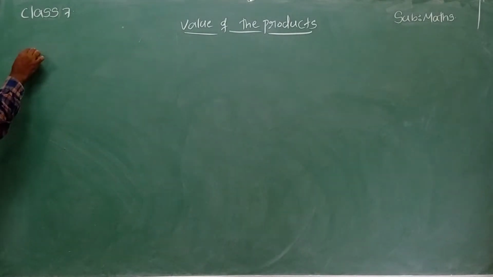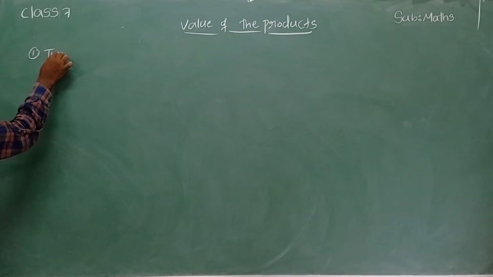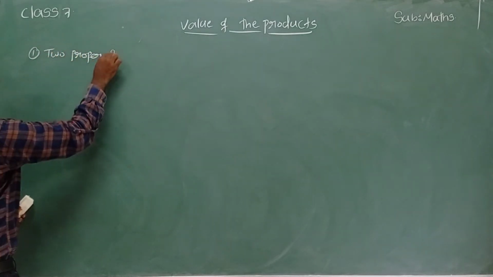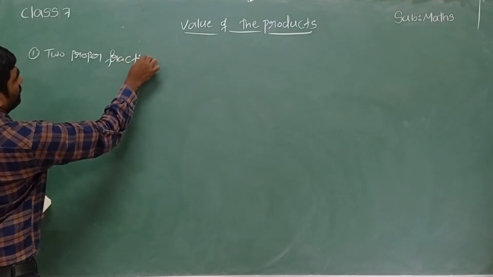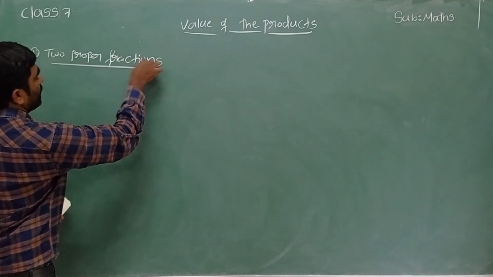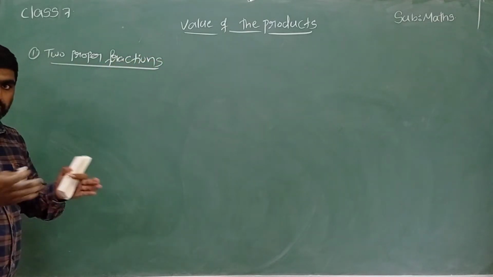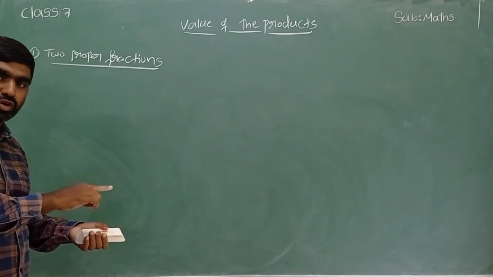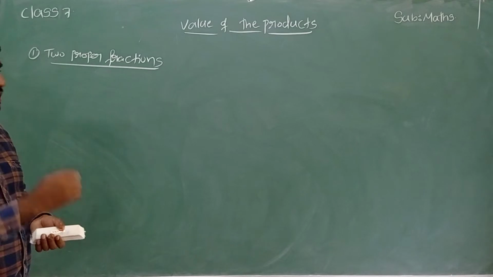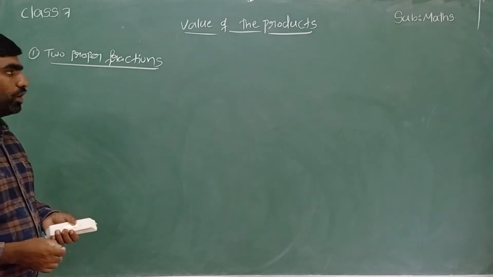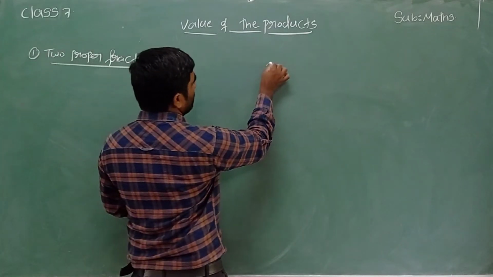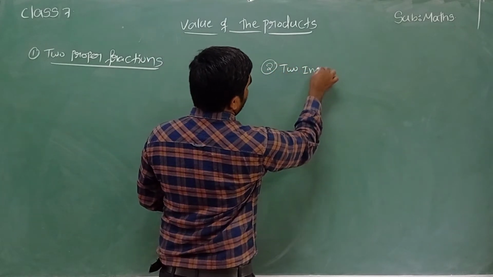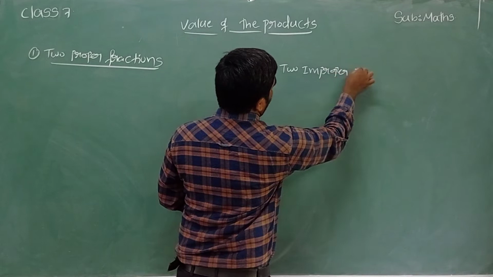First, let us see by taking two proper fractions. Take any two proper fractions, find the product and check the result. How is the result? Is the result more than each number or less than each number? Let's see in the case of two proper fractions. Then we will see two improper fractions.